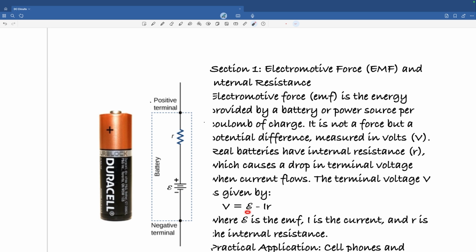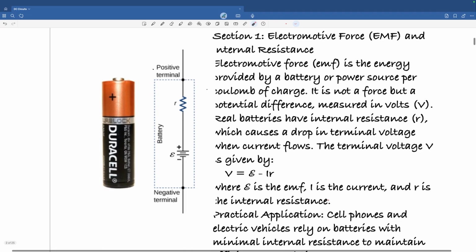So E is the EMF, I is the current that flows through the circuit, little r is the internal resistance. So you see by Ohm's law that current multiplied by internal resistance is the voltage that is lost. Actually it's called the lost volt. And so the internal resistance leads to a loss of voltage. So the terminal voltage is always going to be less than the EMF.